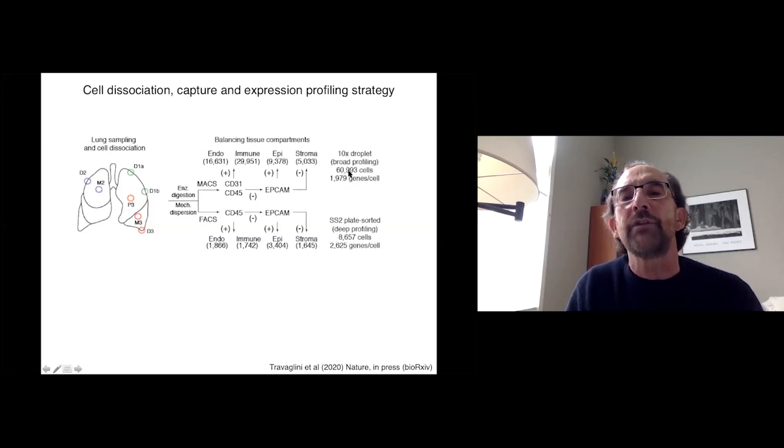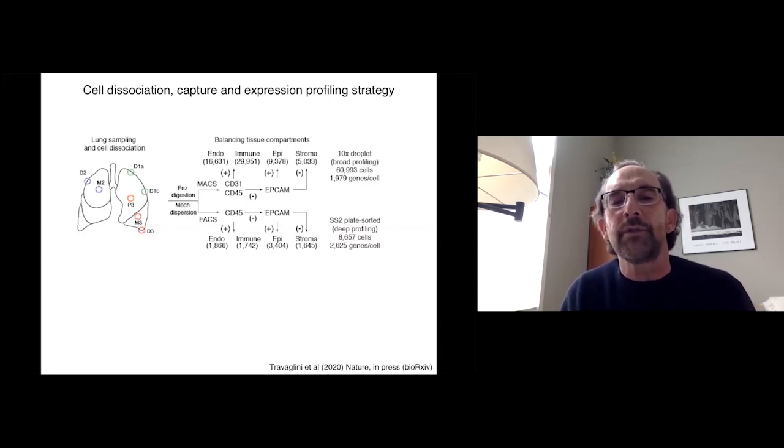And then on these cells, we did 10x droplet-based profiling. We did about 20,000 cells from each of the individuals from the sample sites I've noted. And then for a couple thousand cells from each individual, we also did SMART-Seq2 plate-based sorting, to get deep gene expression profiling, to identify even the genes that are expressed at very low levels, which is particularly important for identifying transcription factors, receptors, and other genes that are expressed at low levels.